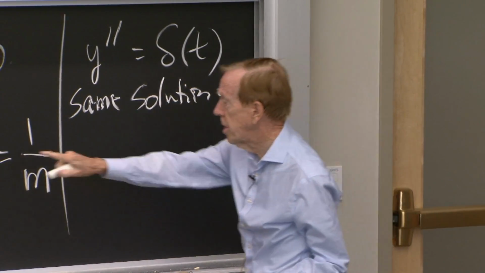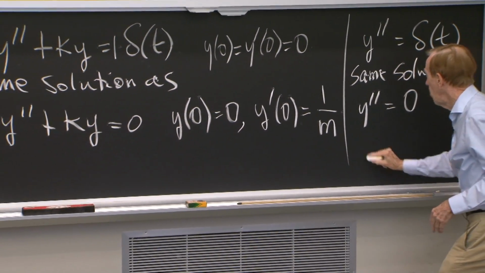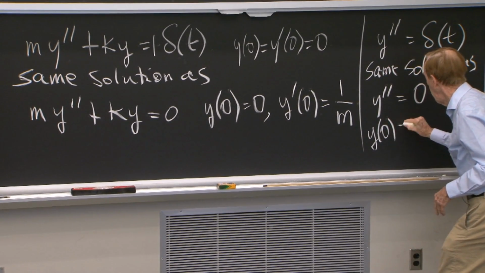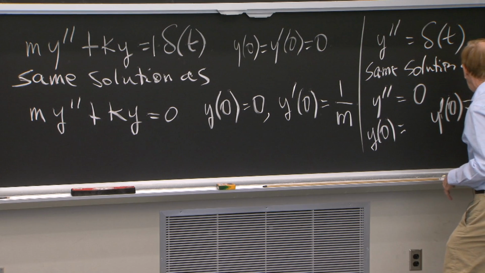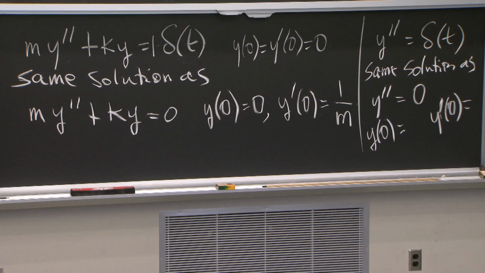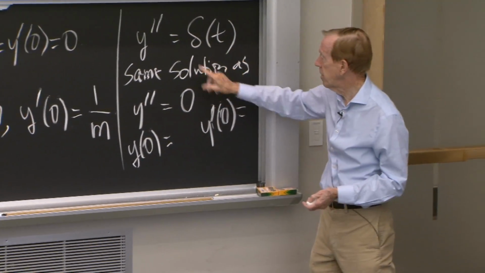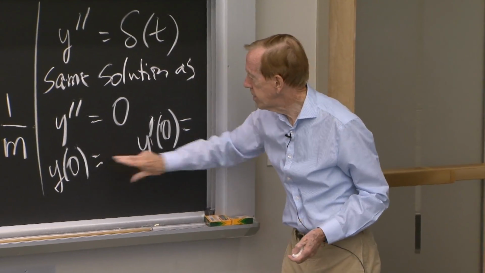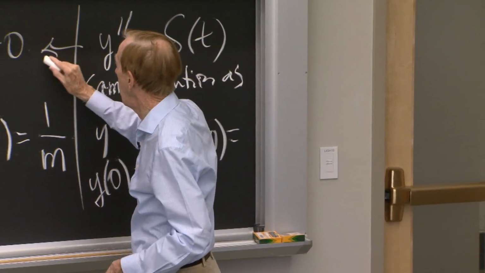So the same solution as y double prime equals 0 with y of 0 equal what? And y prime of 0 equal what? I just want you to repeat here what I've said there, and then we'll solve it and we'll see that it's all true. So if I look for a solution y double prime equal delta, what's starting from 0? This was starting from 0.